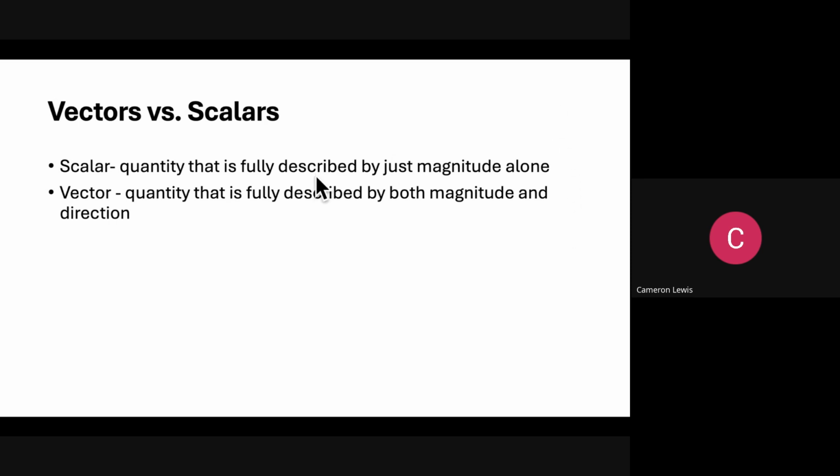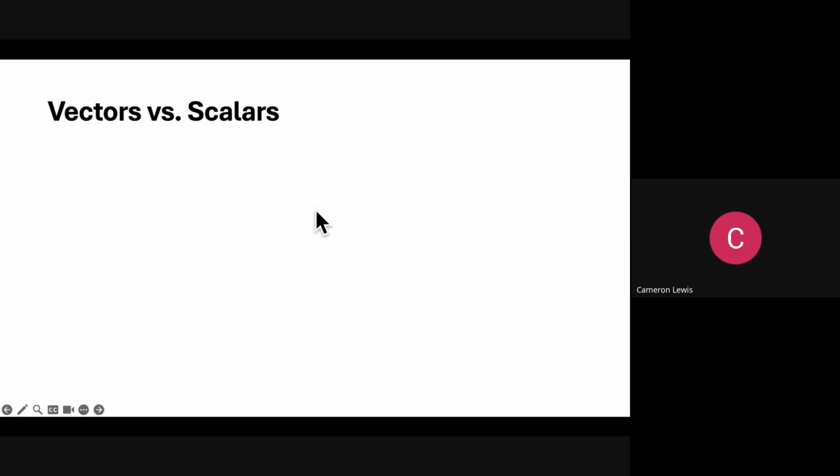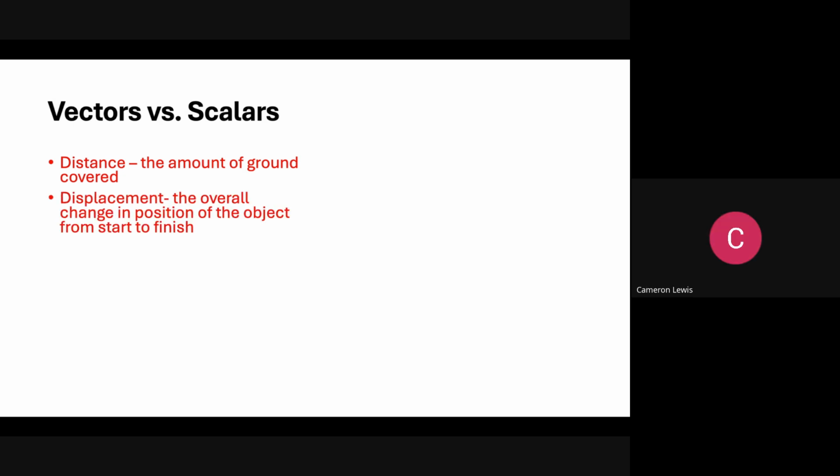So that's just review of what we have. Now I heard a couple of them. So now when we start getting into actual quantities, distance. Distance is a what? Scalar. Distance is a scalar. So if this is a scalar, then a vector would be what? Do you remember? Displacement. Good. Distance, the overall ground covered. Displacement, the overall change of position from object start to finish.